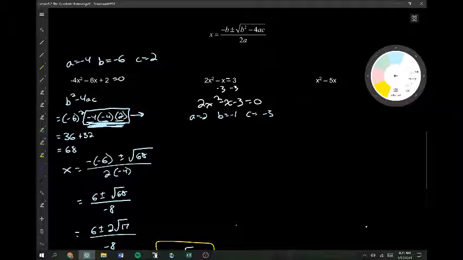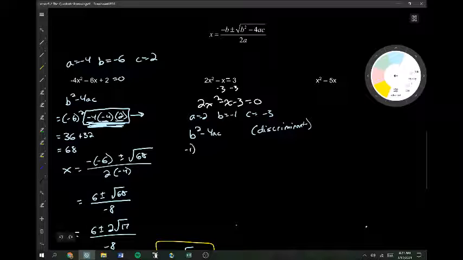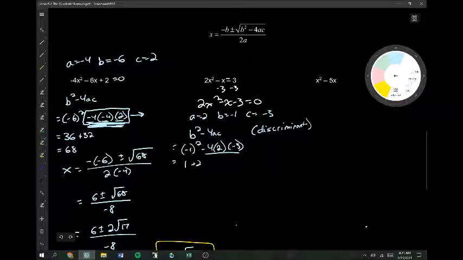So I set up the b squared minus 4ac. This is called the discriminant, for the record. The actual b squared minus 4ac is called the discriminant. When I calculate b squared minus 4ac, it's going to become negative 1 squared minus 4 times 2 times negative 3. Negative 1 squared is positive 1. This is going to become positive 24, and 1 plus 24 is 25.